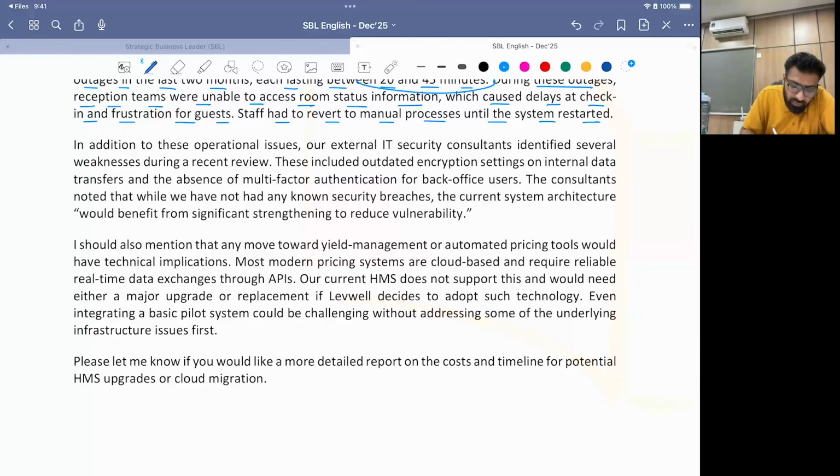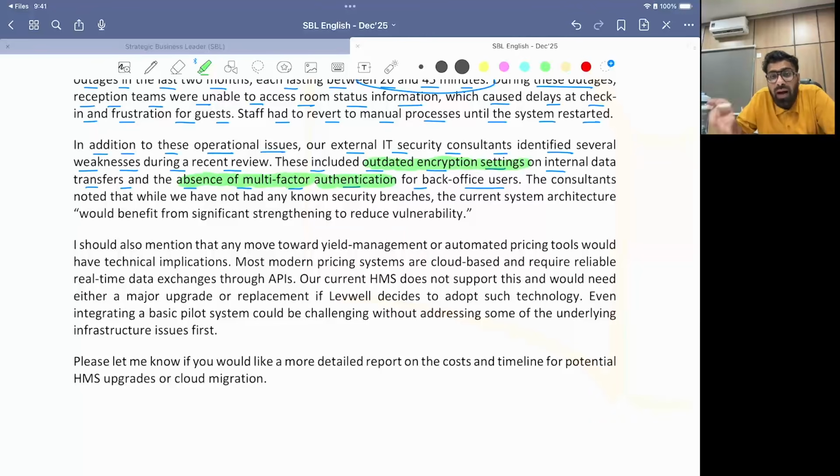In addition to these operational issues, our external IT security consultants identified several weaknesses during a recent review. These included outdated encryption settings on internal data transfers and the absence of multi factor authentication for back office users. So that means in the recent review they commented on some things, right? They found outdated encryption settings and an absence of multi factor authentication.